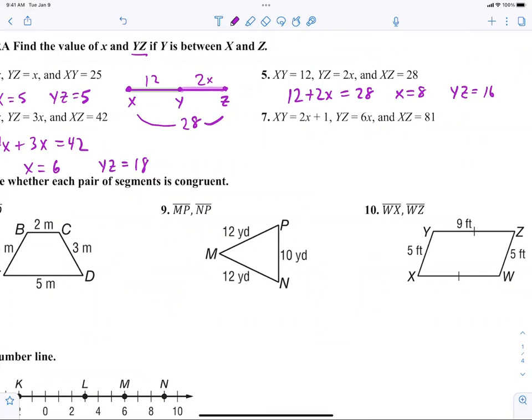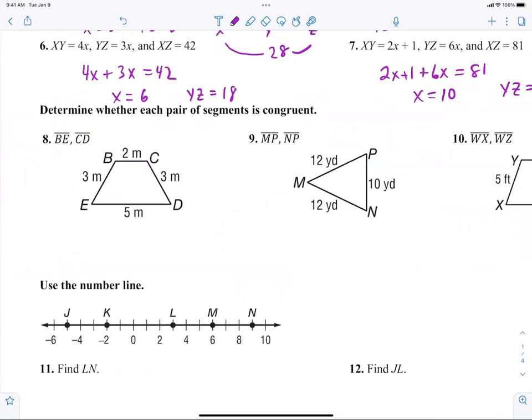Yeah, Sebastian, go. 2x plus 1, 2x plus 1 plus 6x. And again, we're just using our mental math and we're just saying x equals 10. And if x is 10, I'm now looking for YZ. So YZ is what? 60. Anybody have any questions? I told you, it's very simple. The first chapter is really easy.